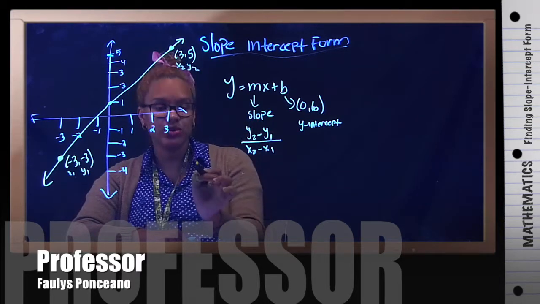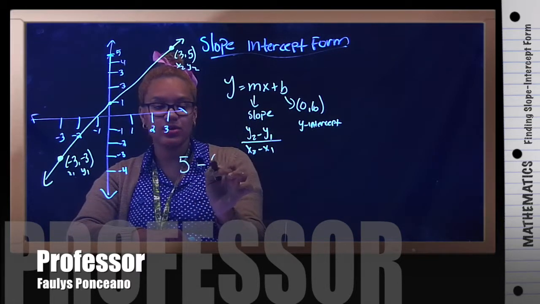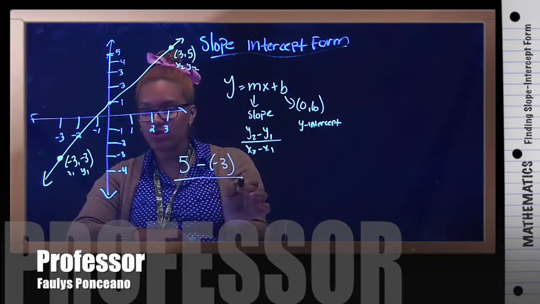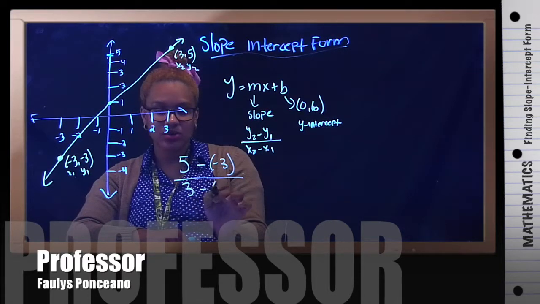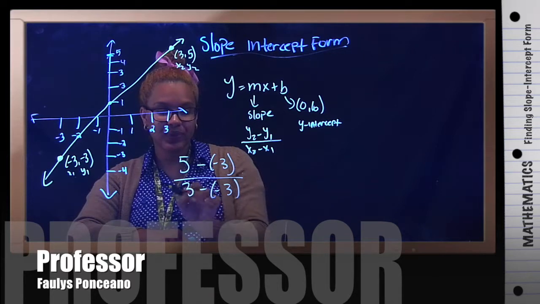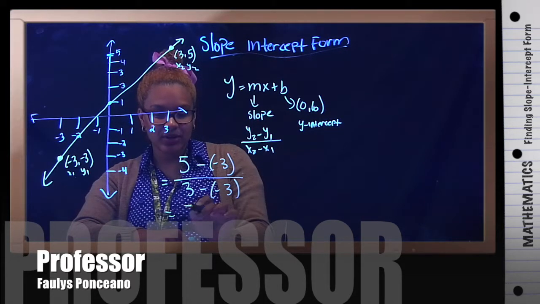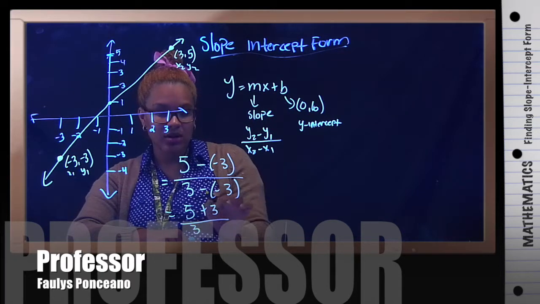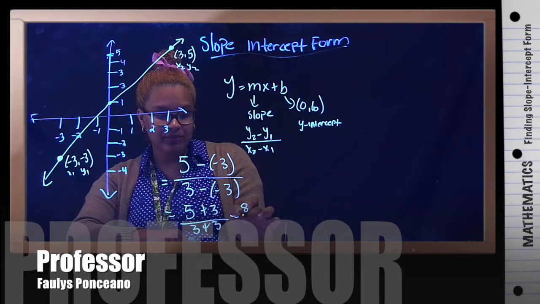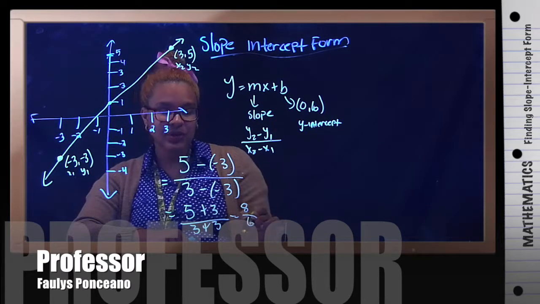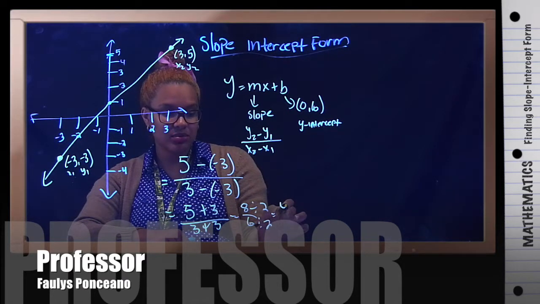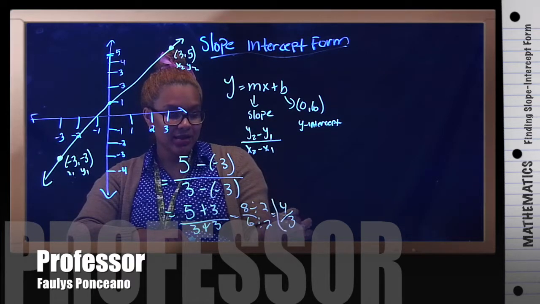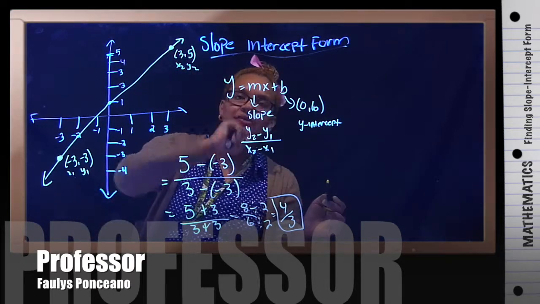Now I'm going to substitute them. So I have 5 minus -3 over 3 minus -3. Okay? I'm going to simplify this a little bit. Negative times negative is a positive. 5 plus 3 is 8. 3 plus 3, 6. I believe we can simplify this by dividing both top and bottom by 2. Gives me 4 over 3. That's my slope. Okay, I have the m.